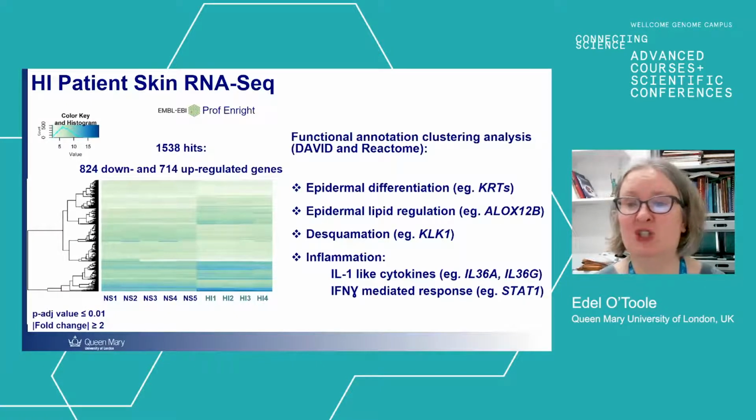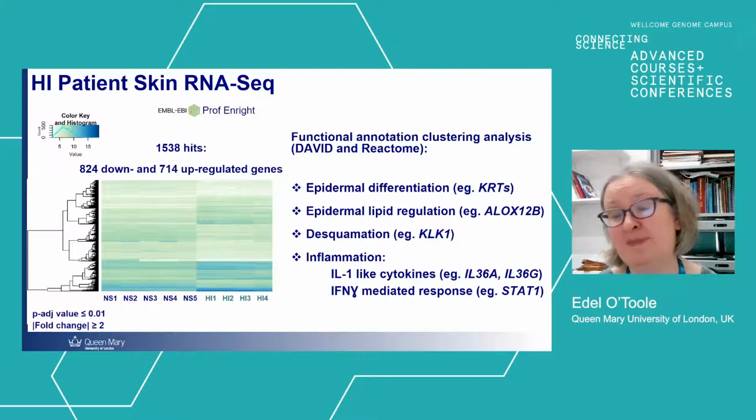We did functional annotation clustering using DAVID and Reactome. And as might be expected, we found genes involved in epidermal differentiation, for example, keratins. We found genes involved in regulation of epidermal lipids, for example, ALOX12B, genes involved in desquamation, such as kallikrein-1, and genes involved in inflammation, in particular the IL-1-like cytokines, IL-36A and IL-36G, and genes involved in interferon gamma-mediated response, such as STAT1.